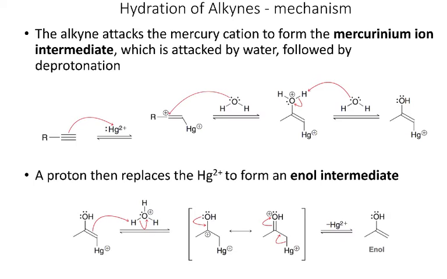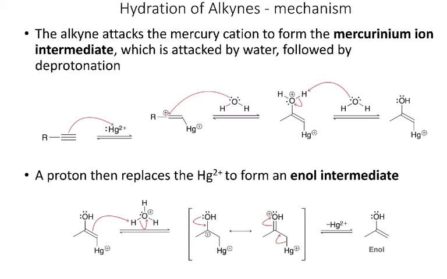Now, I do want to go through the mechanism for the acid-catalyzed hydration of alkynes, but I won't ask you to reproduce this. So in the first step, one of the pi bonds attacks the mercury to give us this product. We then get a nucleophilic attack by the water. And then, as we've seen in a lot of mechanisms, we then have another water molecule that helps us with proton transfer to give us this intermediate.